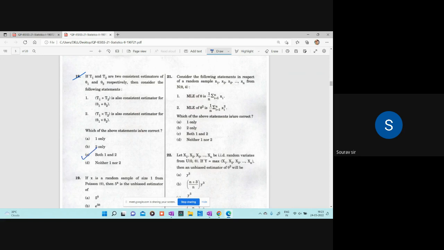Because obviously by the property of consistency we can answer these two questions. If the two estimators T1 and T2 are additive, it will be consistent for theta 1 plus theta 2, and for T1 into T2 it will be consistent for theta 1 into theta 2.